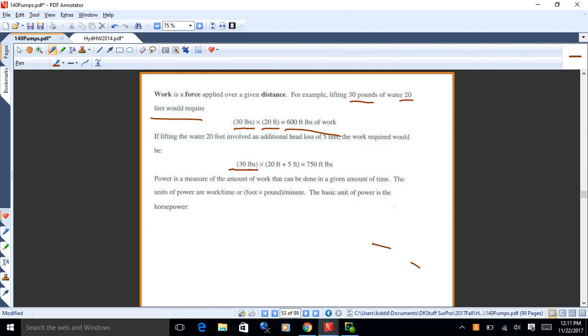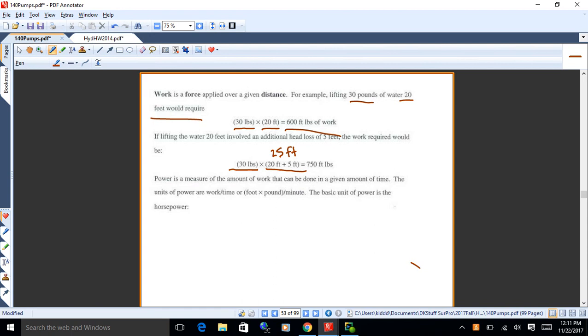Now, you can think of the distance that you're lifting it as like a resistance. So if you lift it 20 feet and you also have 5 feet of head loss pushing it through a pipe as you lift it up, the distance could be considered to be 25 feet. A pump wouldn't know the difference between lift and head loss. It's all just energy loss to a pump, okay? So you take the lift plus the head loss in lifting it.